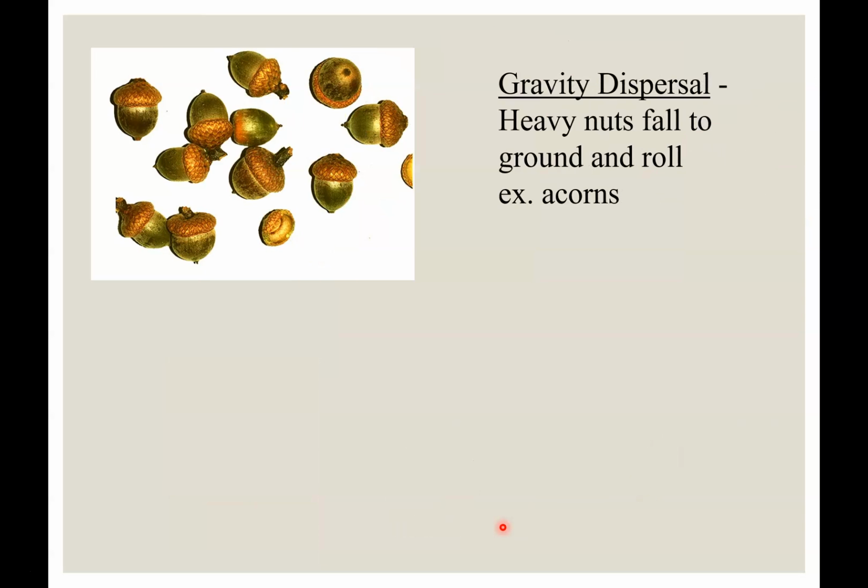We also have dispersion by gravity. So gravity dispersal. Heavy nuts, acorns, fall to the ground and roll. This is a very funny expression that teachers use sometimes: the acorn doesn't fall far from the tree, right? They say it when referring to a similarity between a child and a parent. It's a very old English expression, but it's referring to the fact that these seeds are fairly heavy, so they're going to fall very close to the tree.